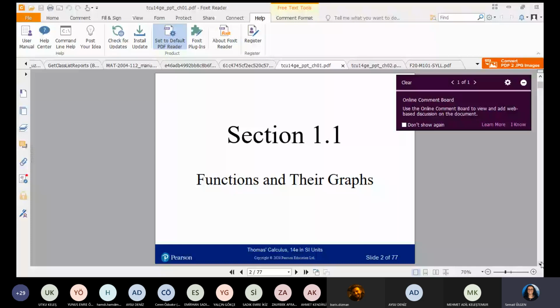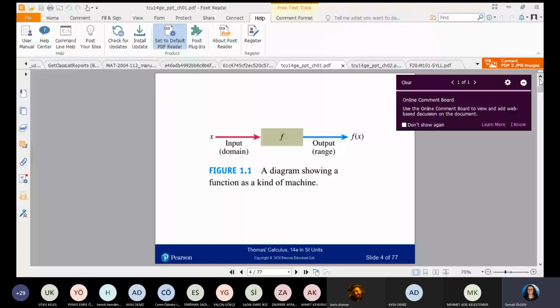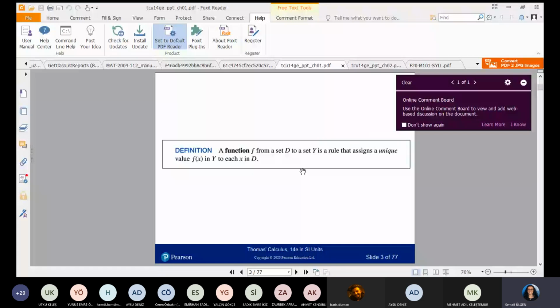Okay, functions and their graphs. So what's a function? The function is formally defined as follows. You can consider this as a machine. Function f is a machine. We have a domain D and we have another set Y, which we are going to call the image. The function f, the machine, has a rule. It's going to take points from the set D, domain D, and assign a unique number, which we call f of x in Y. For each x, we are going to have f of x, defined by using that rule. So this is the definition of a function.